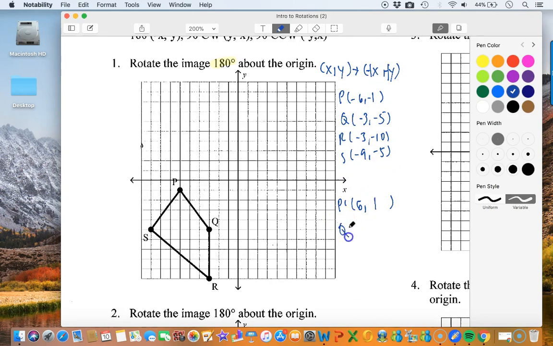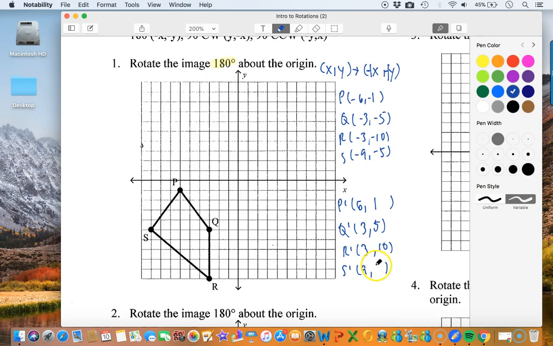Now for Q prime, we're going to follow the same format. Negative 3 times negative 1 will give us 3. Negative 5 times negative 1 will give us 5. For R prime, negative 3 times negative 1 will be 3. Negative 10 times negative 1 will be positive 10. And for the last one, for S prime, negative 9 times negative 1 is positive 9. Negative 5 times negative 1 is positive 5.